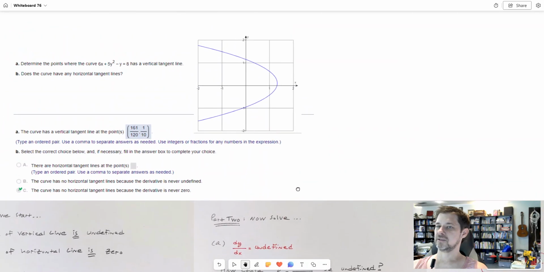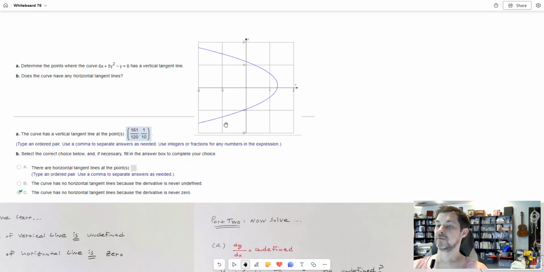But I want to mention this to you. It seems a little strange that they would include the graph here with this question. I cannot use this graph to solve the problem. It just doesn't have the precision. I kind of think right there is where the tangent line would be vertical, but I can't tell what that point is. I can tell this though: it looks to be slightly bigger than 1 for x and slightly bigger than 0 for y. That's where that point appears to be.